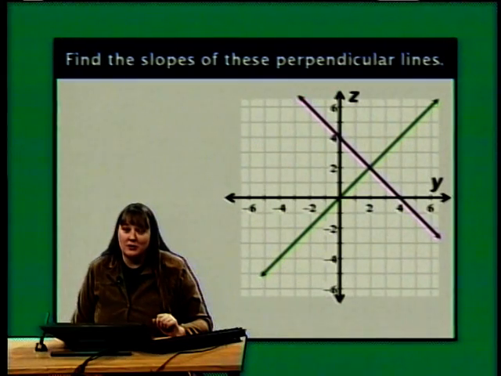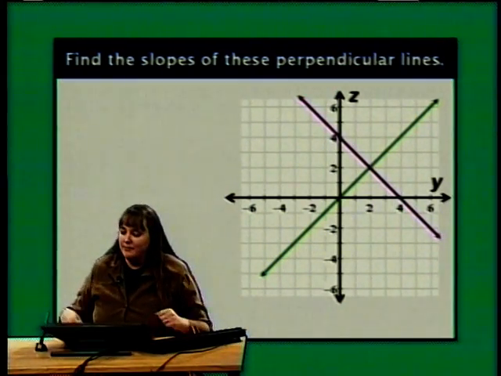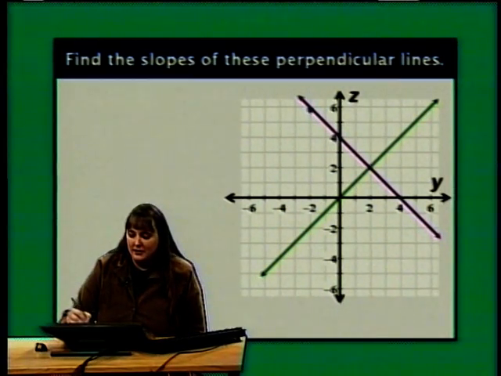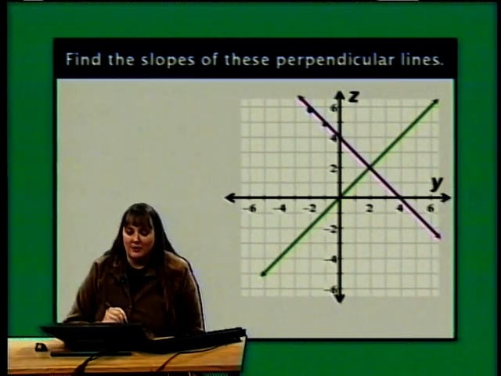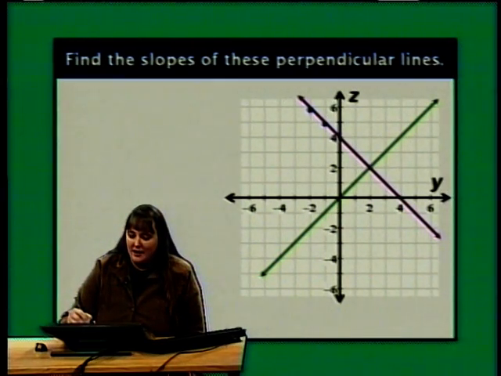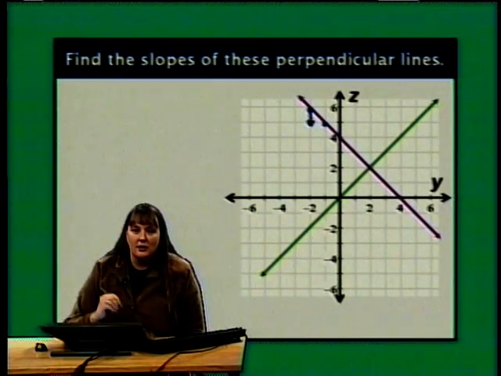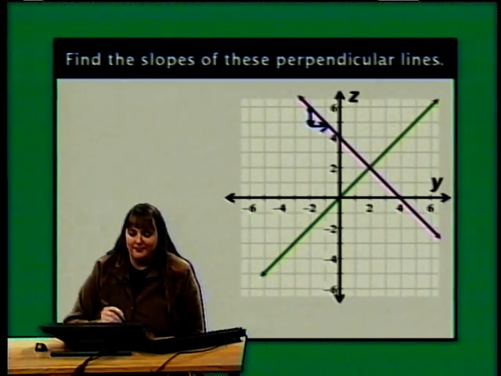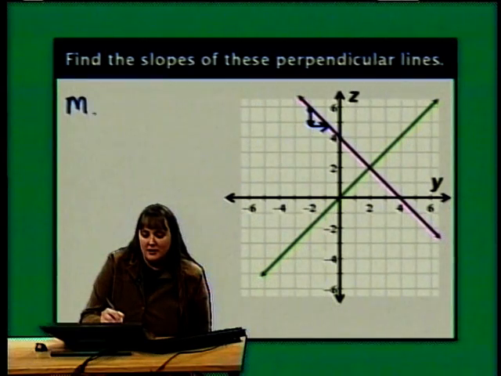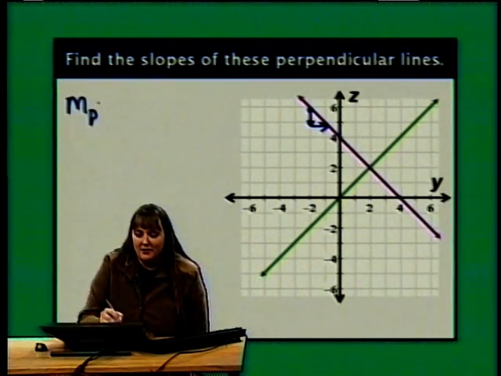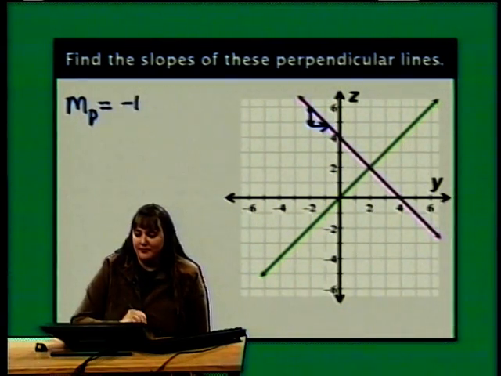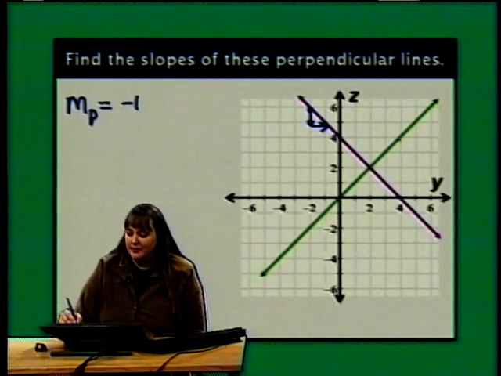Let's find the slopes of the two perpendicular lines given in this diagram. So starting with the purple line, let's say I take these 2 points right next to one another. It looks like I have a rise of -1 and a run of 1. So the slope of the purple line, I'll call this m sub p, is rise over run, -1 over 1, which is -1.